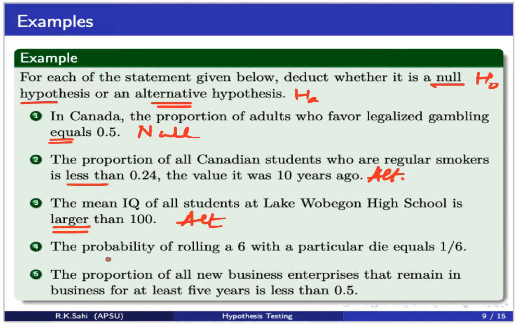Then the example, the probability of rolling a 6 with a particular die equals 1/6. Equal means I am dealing with a null hypothesis. The last problem, the proportion of all new business enterprises that remain in business for at least 5 years is less than 0.5. Once again, a "less than" is a giveaway for alternative hypothesis. Okay, so this was just familiarizing ourselves with null and alternative hypotheses.